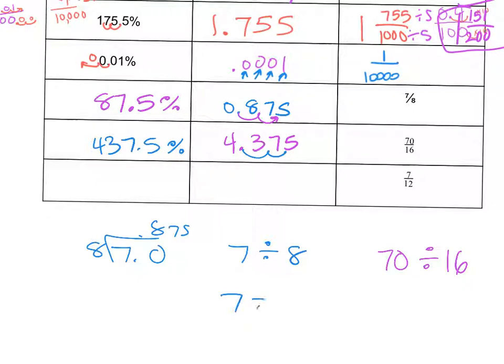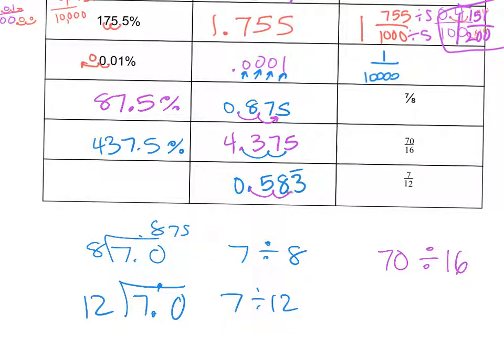7/12. 7 divided by 12. And you get? 0.58. Would you do the 3. Sorry, 0.583. Yes, the 3 is repeating. Thank you. That's how you would write it as a decimal. And as a percent, you're going to move 2 to the right. So it's 58 with the 3 repeating percent.